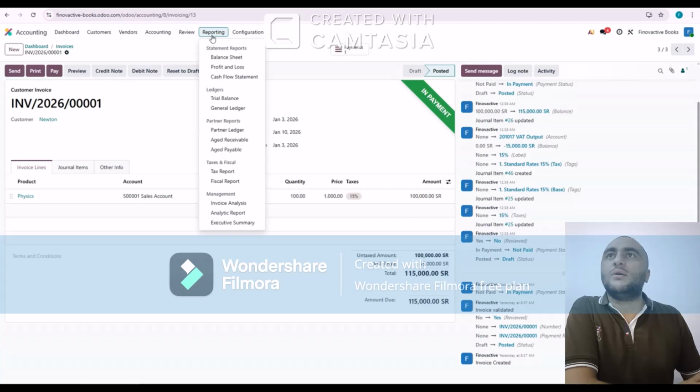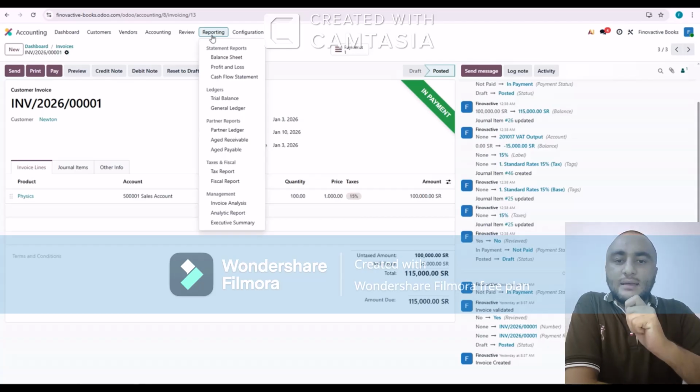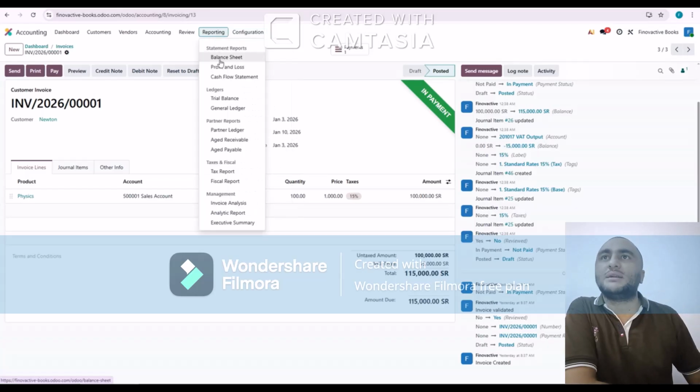Now how do we check our VAT input and output? As I say, VAT input is our asset. As we have paid tax in one way or another, we have to receive it from the government or from another party. VAT output is a liability. As we have collected tax, we have to pay it to the government or another party.